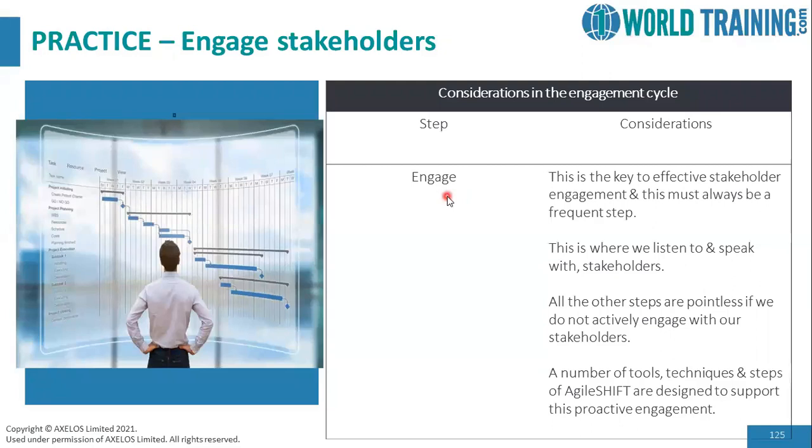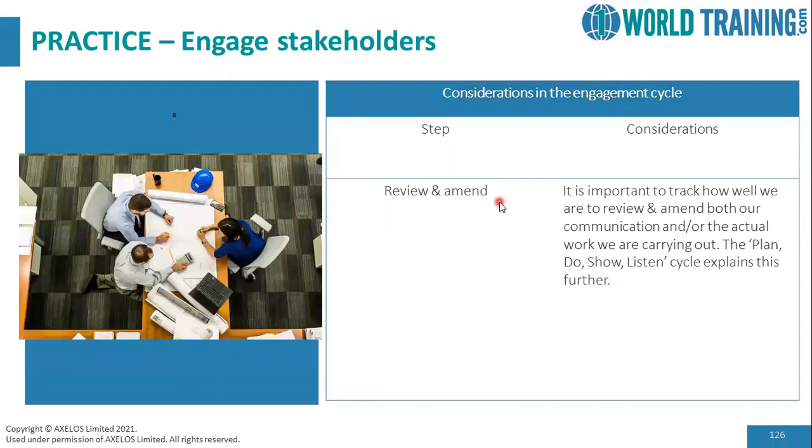Then comes the engage step. This is walking the talk, or doing the plan, implementing the plan. This is key to effective stakeholder engagement and must always be a frequent step. This is where stakeholders are listened to and spoken with, and their issues and concerns are addressed, and their future needs are anticipated, and action plans need to be developed for that and implemented again in a subsequent engage step. All other steps are pointless if we do not actively engage with our stakeholders. A number of tools, techniques, and steps of AgileSHIFT are designed to support this proactive engagement, which we will see later on.